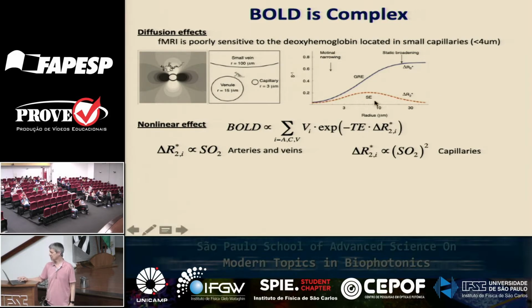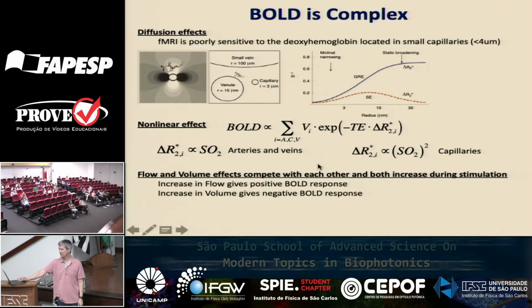And the relaxation rate of the spin that's precessing will, to a large degree, be linear around large vessels, or it could be quadratic around small vessels. And people have investigated this.